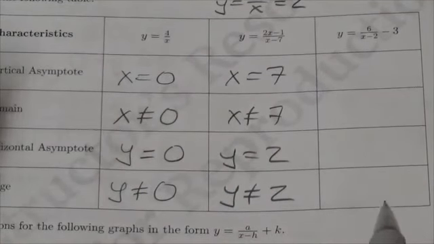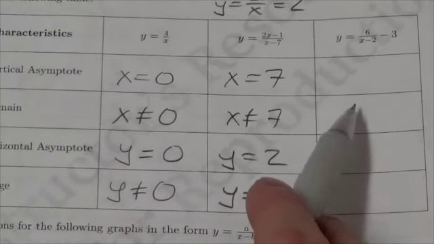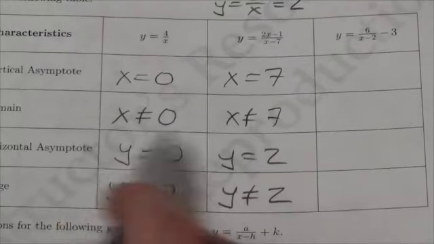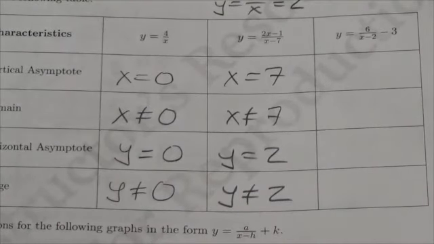I hope you're kind of seeing how this works. First of all, I figure out my domain, then I figure out my vertical asymptote. The other way around, I'm going to figure out my horizontal asymptote first and then come up with my range.